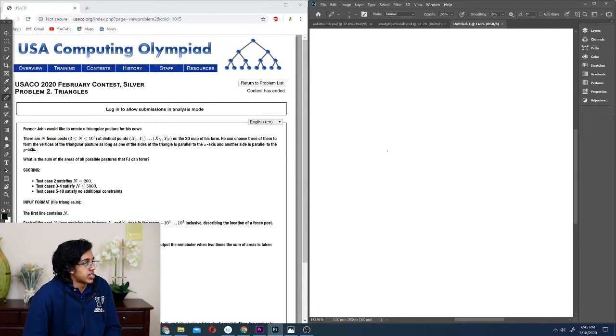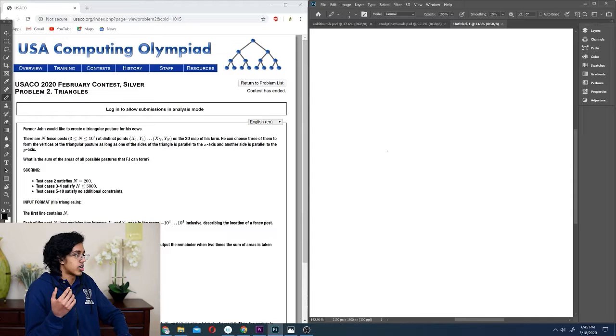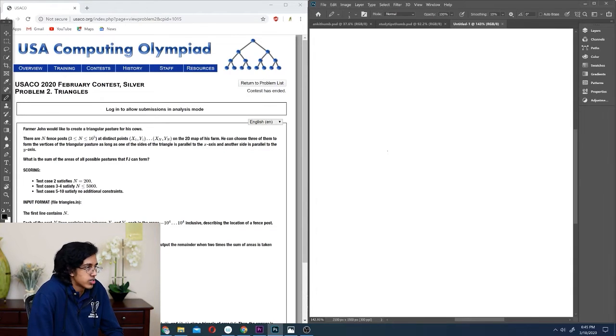And basically you have n is less than or equal to 10^5, yucky, okay. First line contains n. Each of the next n lines contains 2 integers x and y, each in the range -10^4 to 10^4. Okay, so it looks like x and y have a smaller range than n, so that might be useful to know. We could do 10^4 squared, like we could go through all of those squared, but we can't do n squared, so that's annoying. Okay, and then you want to find the sum of the areas. It says 2 times the sum of the areas, right? Yeah, 2 times the sum of the areas mod 10^9+7, okay.